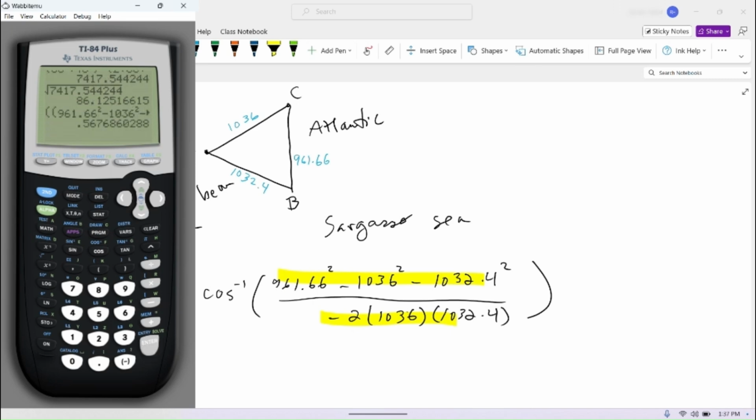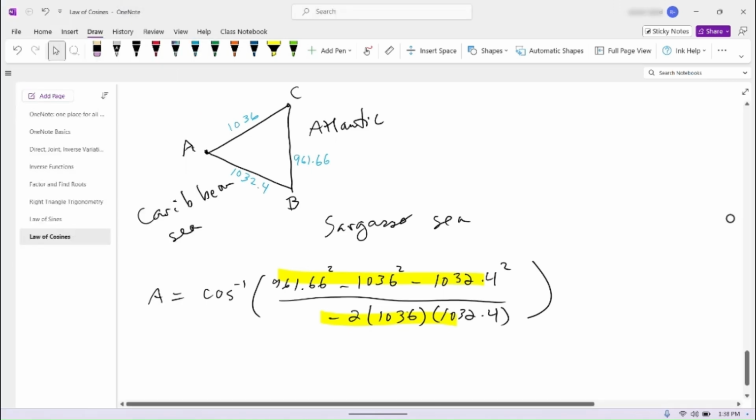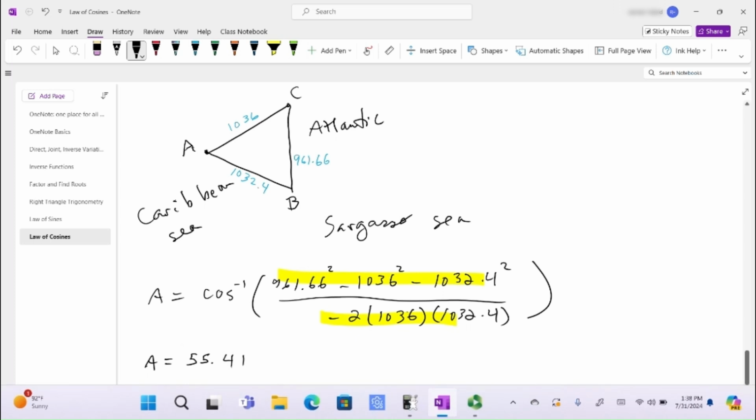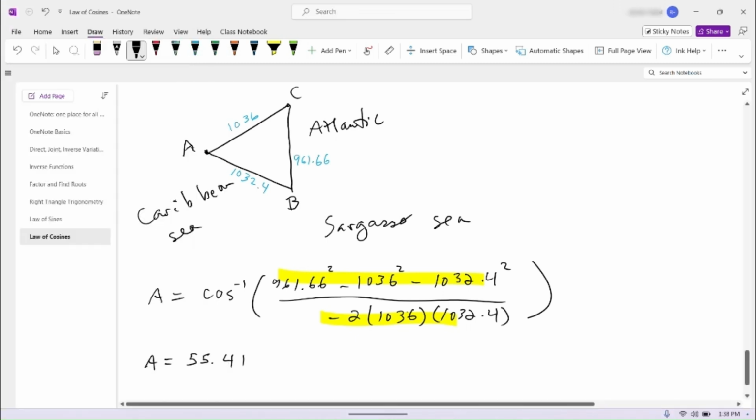It's 0.56768, and then we take the cosine inverse. Let's check the mode really quick to make sure we are in degrees. Good. So second cosine of this number, hit enter, is 55.41. So the angle at A is 55.41. Let me make sure I rounded to 2 decimals correctly. So that's the angle at A.